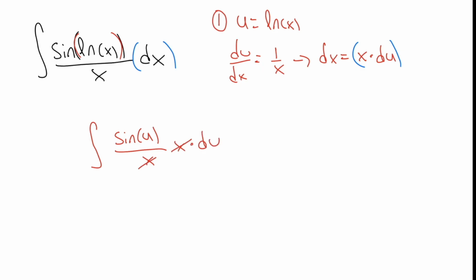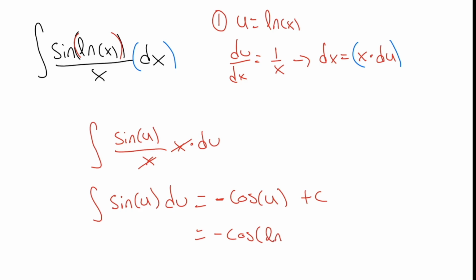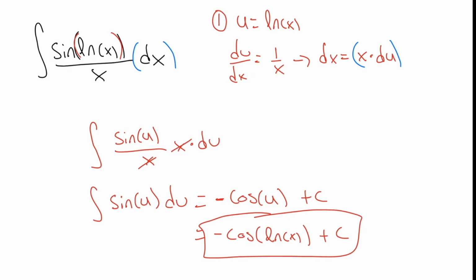The x on the top and the bottom cancel out, and we're just left with the integral of sine of u du, which is equal to negative cosine of u plus c. And our final step, plug in ln of x back in for u. Negative cosine ln of x plus c is our final answer here.